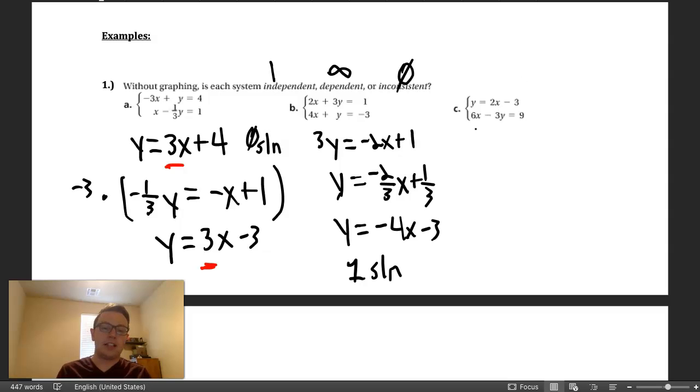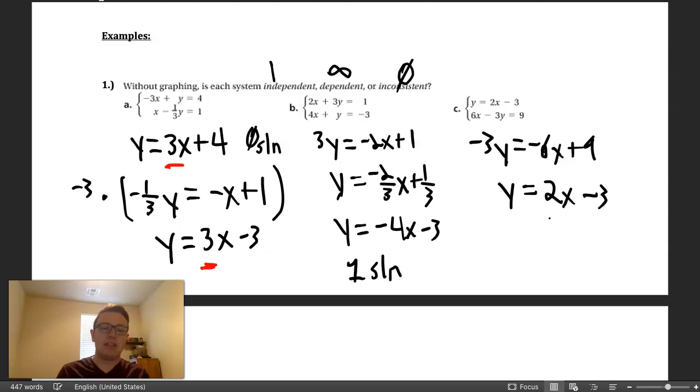For C, let's get this bottom one into y equals form. We get minus 3x is equal to minus 3y is equal to minus 6x plus 9. We're going to divide everything by negative 3 to get y is equal to negative 6 divided by negative 3 is 2x. 9 divided by minus 3 is minus 3.